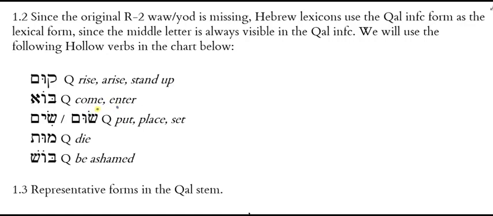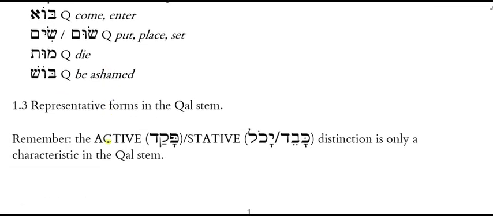In the Qal, bo means to come or enter. Sim means to place, put, or set. Mut is middle vav, to die. And bosh is middle vav, and that's to be ashamed. We're going to use these verbs for the rest of our lecture.